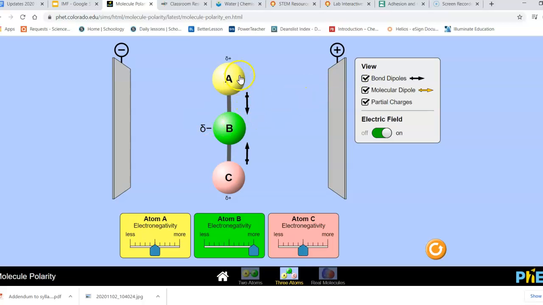Notice how the pull of the electrons is this way, represented by this arrow, and the pull of the electrons this way, represented by this arrow. They cancel each other out. So even though there's a polar bond here and a polar bond here, the overall molecule is nonpolar because it is symmetrical. So remember, I said two things are important for molecule polarity: one is electronegativity, the other one is symmetry.